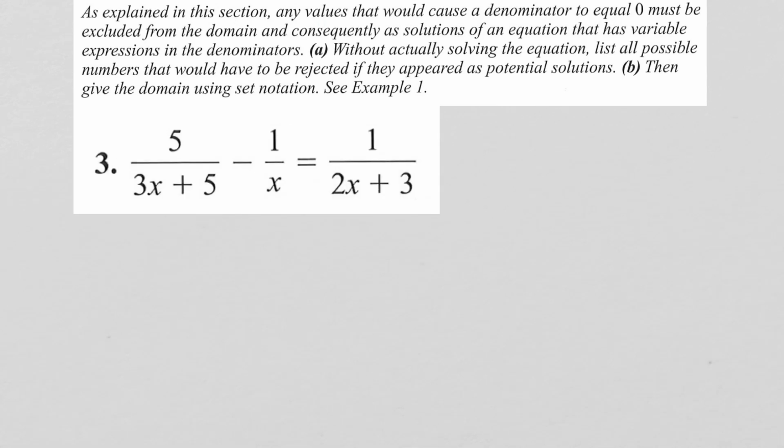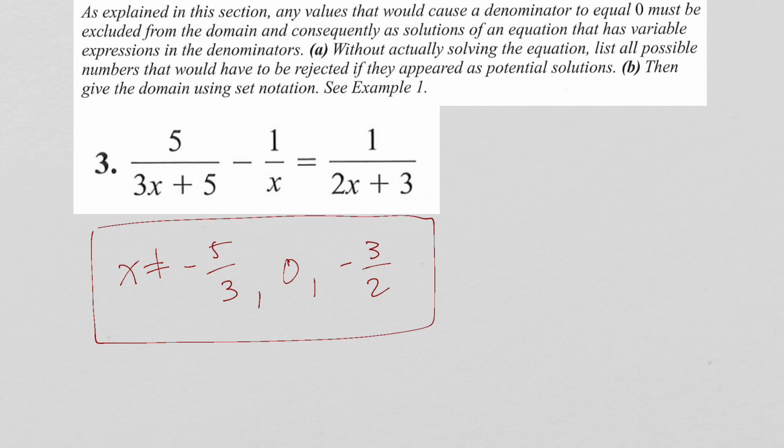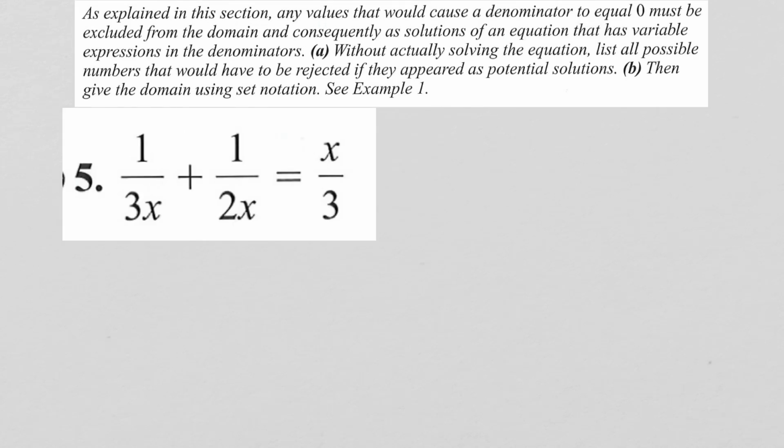So again, we're just doing part A. So x cannot be equal to negative 5 over 3, 0 from this, and negative 3 over 2. X could potentially be anything else, but it cannot be any of those numbers. Again, we're not solving for x, we're finding what x could not be.